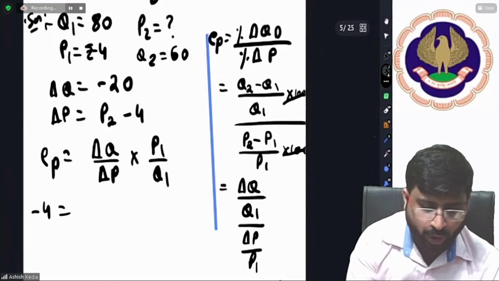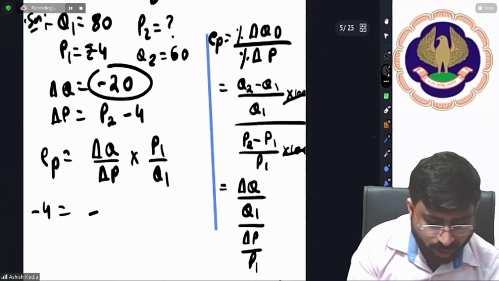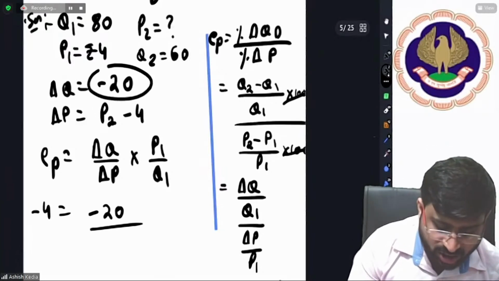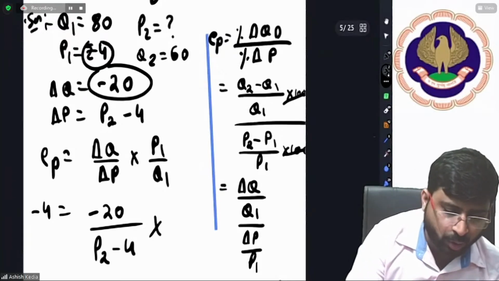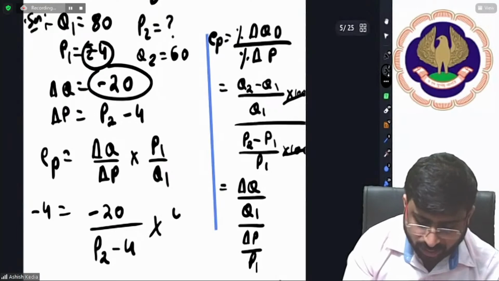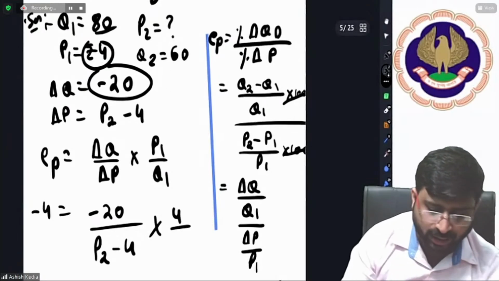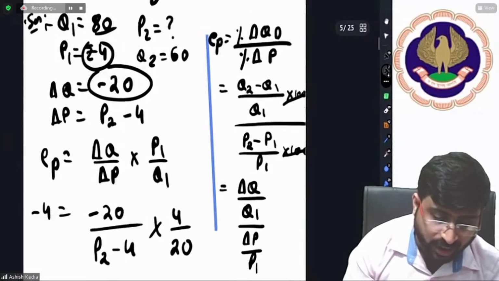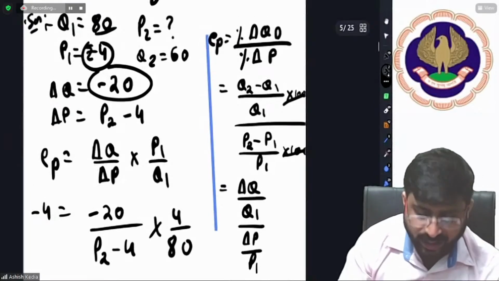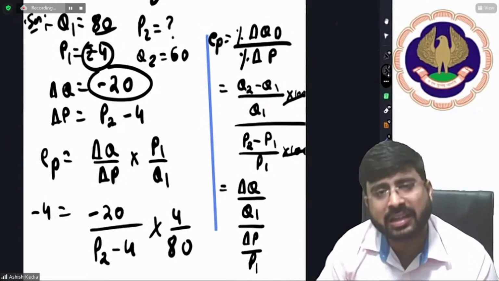Now, what is change in quantity? Change in quantity is minus 20. What is change in price? It is P2 minus 4. What is original price? Original price is 4 rupees. And what is original quantity? Original quantity is 20... Okay, it's not 20, it's 80 units. My bad. It's 80 units.